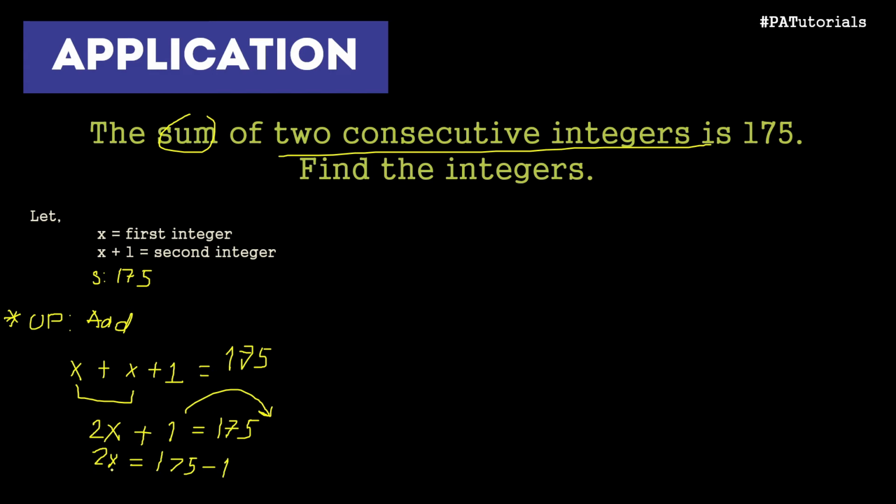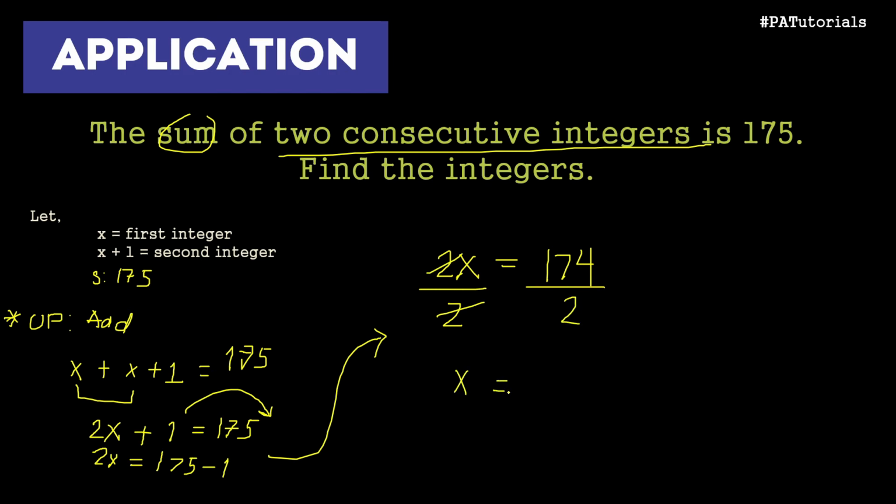Okay? Now, after that, continue ko na lang dito. That would be equal to 2x is equal to 175 minus 1 is equal to 174. Now, to isolate it, kailangan natin i-divide both sides by 2 para makancel at matira na lang yung x. That is equal to x, which is equal to 87. So, ito yung x natin guys.